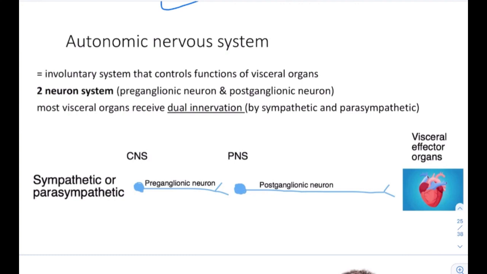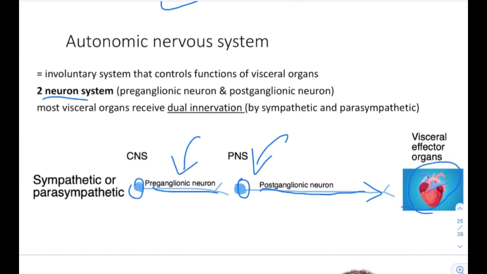Okay, so the autonomic nervous system, as a summary, we said it's an involuntary system. It controls functions of the visceral organs, and as opposed to the somatic nervous system, it's a 2-neuron system. So here we have the first neuron, the cell body and the axon, and we have the second neuron, the cell body and the axon. And then, for example, let's say it innervates the heart. So this is why we call it a 2-neuron system, because there is a preganglionic neuron and a postganglionic neuron.